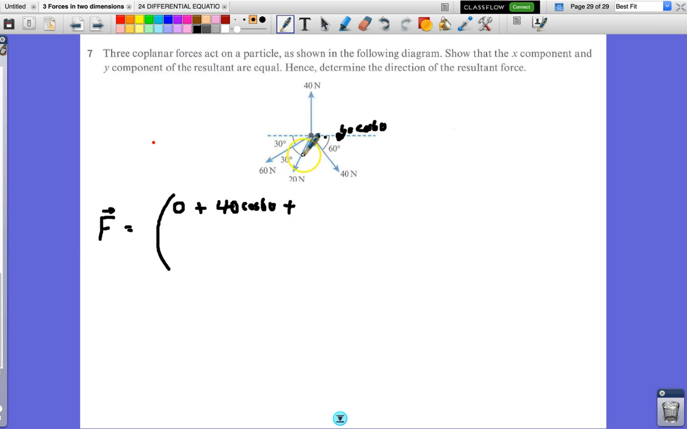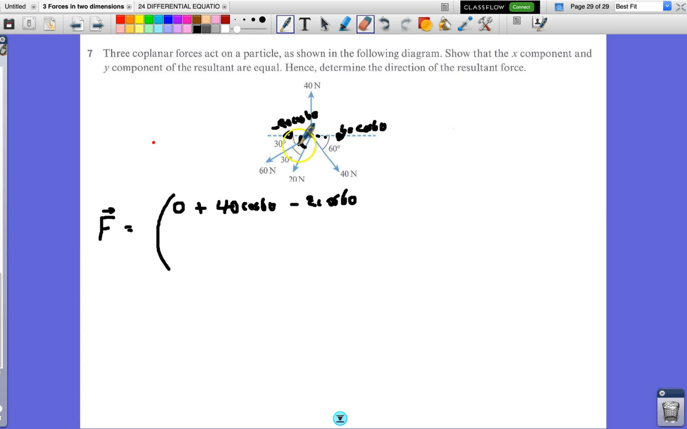Plus, for this 20 Newton force, this angle is 60. So the x component is 20 cos 60. But you see it's in the negative x direction. So you also have to consider direction, right? If this is positive x, then this is negative x. So this should be minus 20 cos 60.